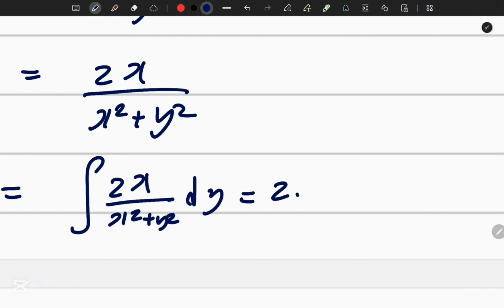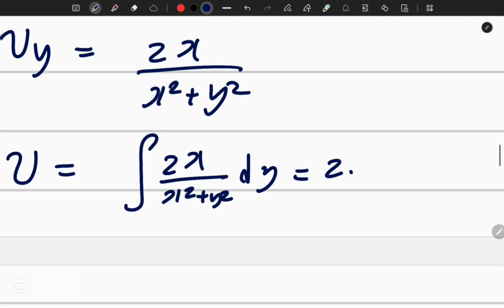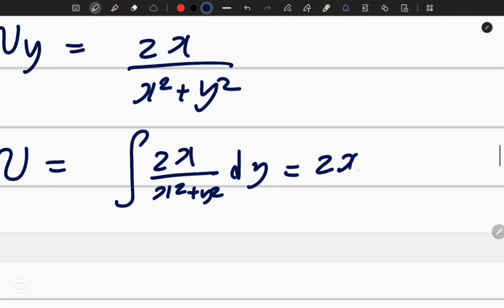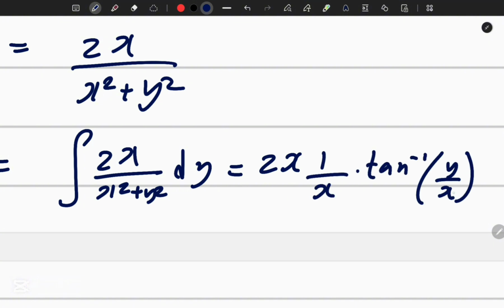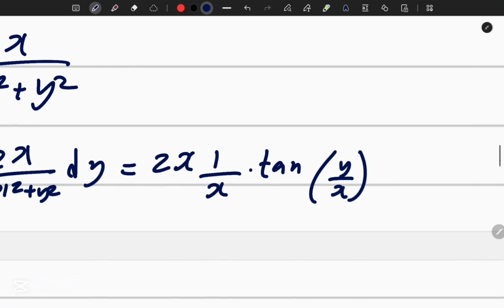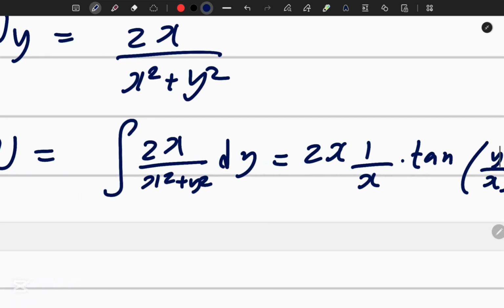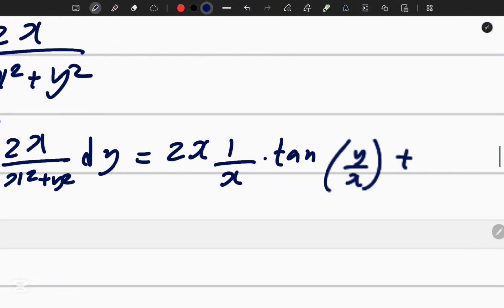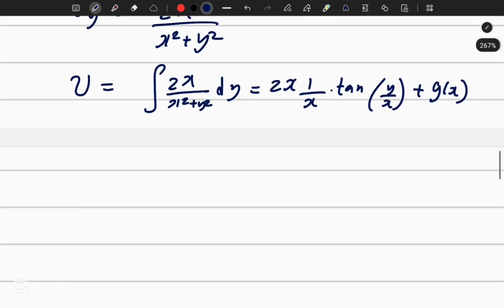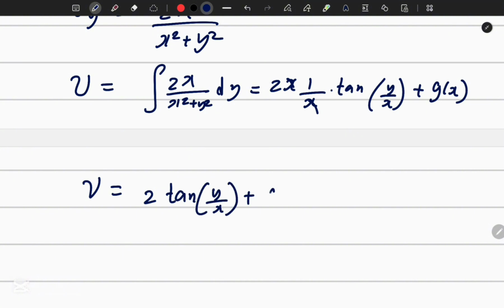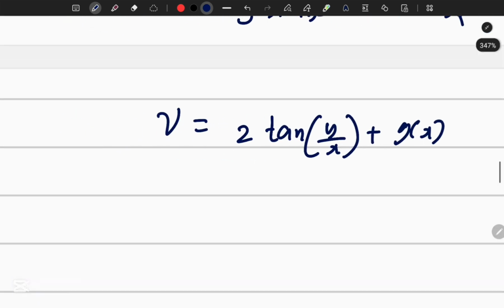Here x is a constant, so I can write 2x times the integral of 1 over (x² + y²), which is 1 over x times tan inverse of (y/x), plus a constant. Here x is a constant, so this should be a function of x. The x's cancel out, so v equals 2 tan inverse (y/x) plus g(x).